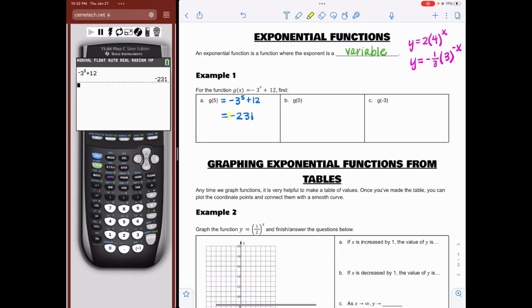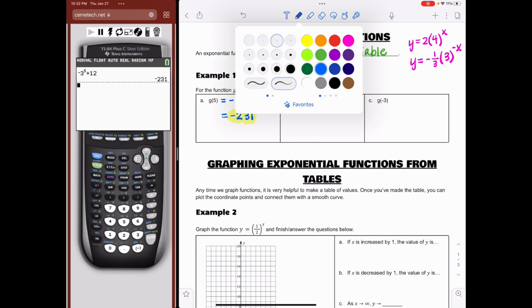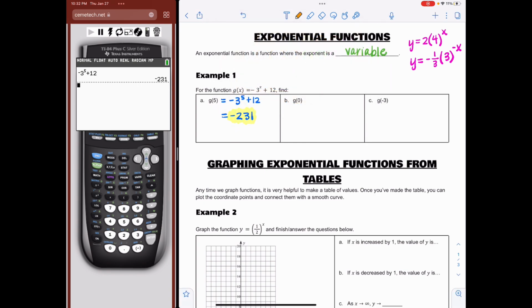All right. The next question, it says we need to find g of 0. So g of 0 means that I'm substituting in 0 for x. So I'm going to have negative 3 to the power of 0 plus 12. So negative 3 to the power of 0 plus 12 is equal to 11.